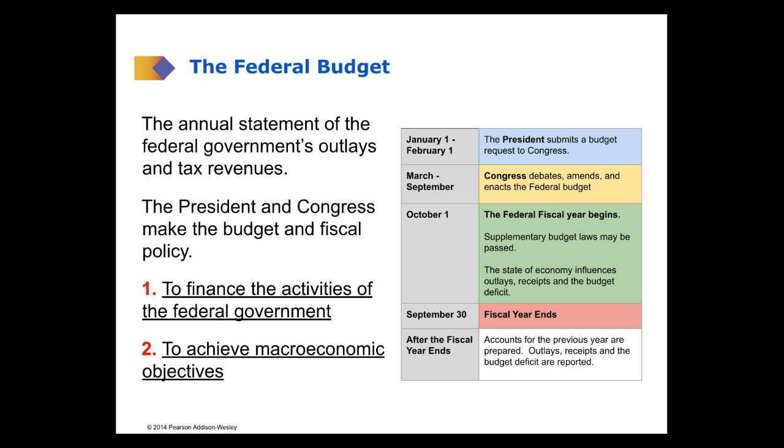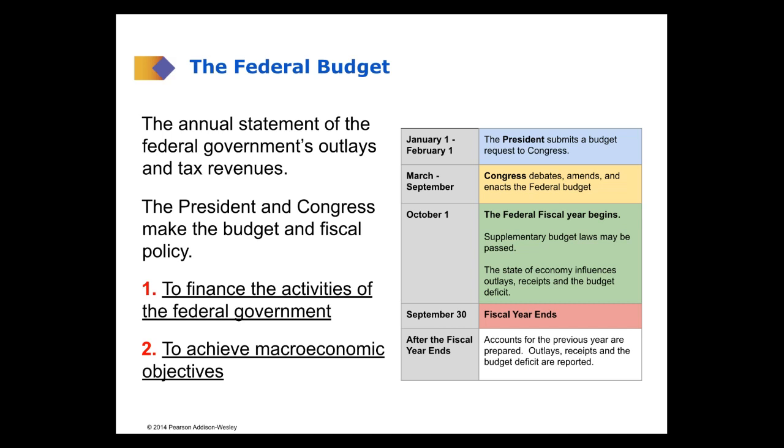So the calendar that they use starts on October 1st and ends on September 30th of the following year. So when we're talking about a year for the federal government with regards to the budgetary process, it goes from October 1st to September 30th of the following year. That's the fiscal year for the federal government.